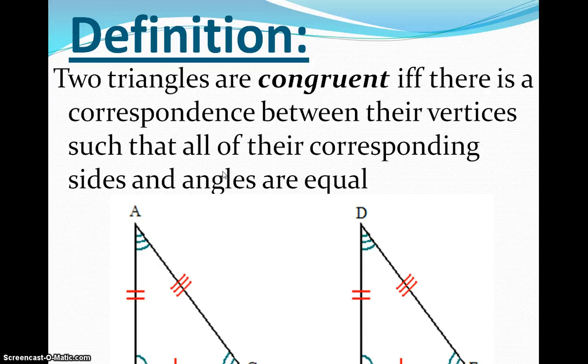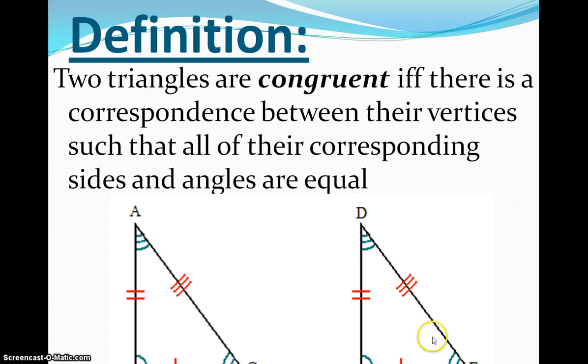And finally, for our learning targets: if two triangles are congruent, then there is a correspondence between their vertices, the endpoints, such that all of their corresponding sides and angles are equal. Meaning that if we say two triangles are congruent, then we know that they have corresponding sides and angles.